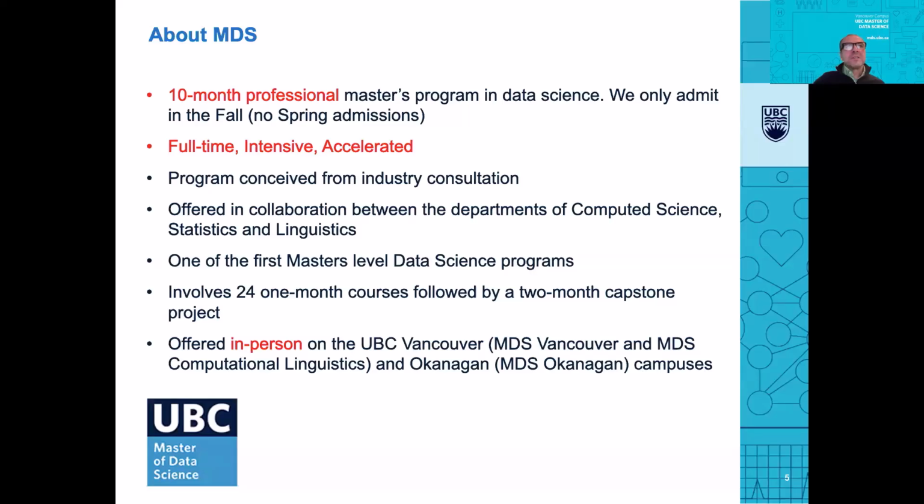And it's in person, so there is no part-time option, there is no online option. If you get accepted into the Vancouver program, you'll be on the Vancouver campus. If you get accepted in the computational linguistics program, you'll also be on the Vancouver campus. If you apply and get accepted into the Okanagan program, obviously you'll be on the Okanagan campus in Kelowna.